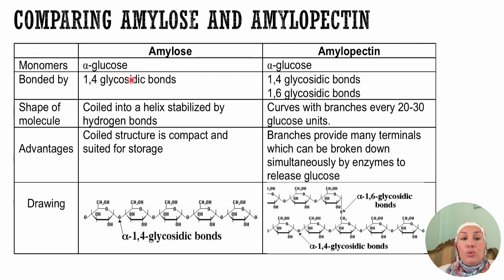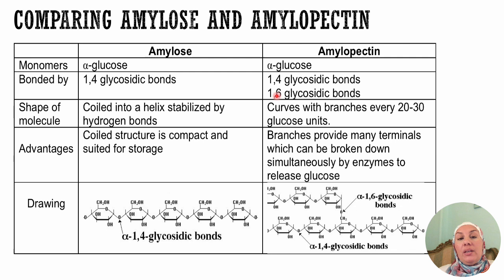The alpha glucose in amylose are only bonded by one type of bond, 1,4 glycosidic bonds. Why did we call them 1,4? Because carbon number 1 over here is bonded with carbon number 4. So this is how we tell what type of bond these two alpha glucose have, how they are bonded together. Because there are other ways. Obviously, that's why we had to name it this way.